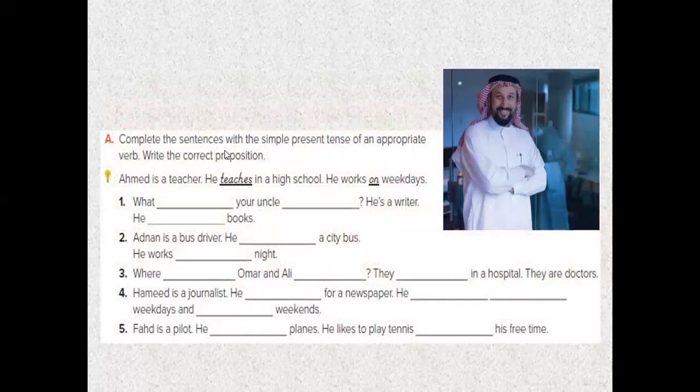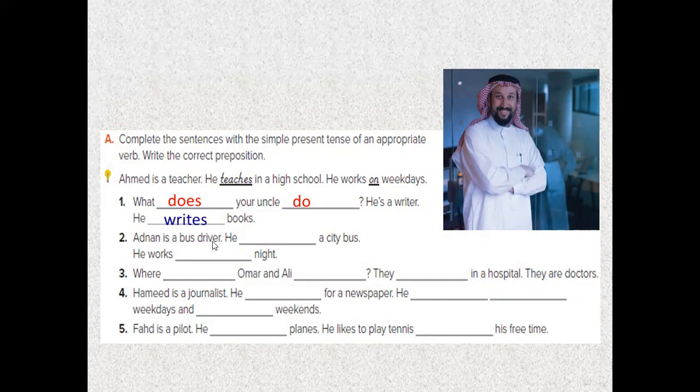Now let's complete the sentences with the simple present tense of an appropriate verb. Write the correct preposition. For example, Ahmed is a teacher. He teaches in a high school. He works on weekdays. Number 1, what does your uncle do? Here the subject is singular, so I use does. He is a writer. A writer, so the verb here is write. And the subject here is he, so I'll add S. The answer will be writes.